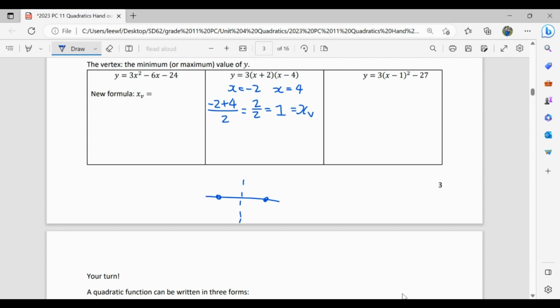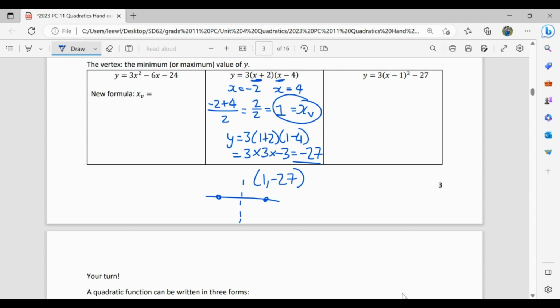Now we know where the x vertex is. We can put 1 into our formula and calculate for y. So y is equal to 3 multiplied by (1 plus 2) multiplied by (1 minus 4), which is 3 multiplied by 3 multiplied by negative 3, which is minus 27. And so our vertex has coordinates (1, minus 27). Okay, so that's what we did in one of the first ways that we solved to find the vertex.